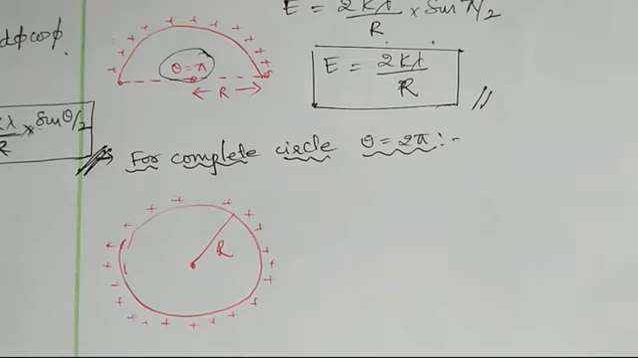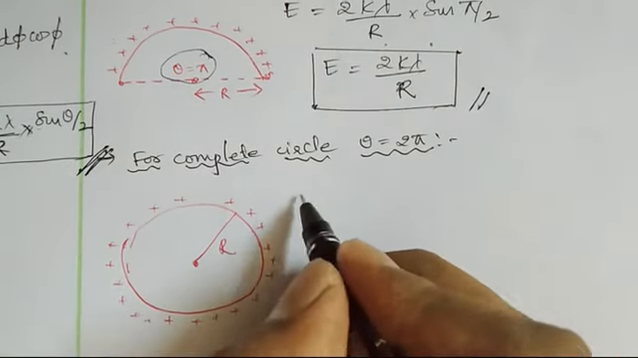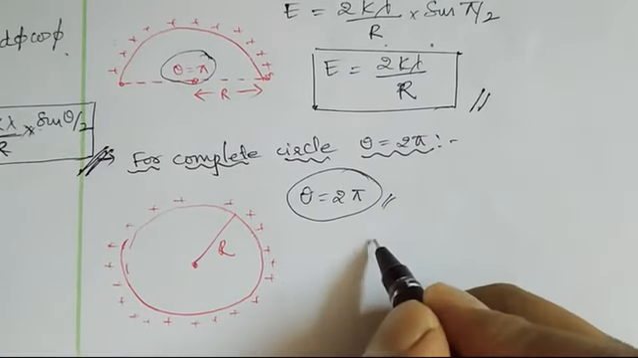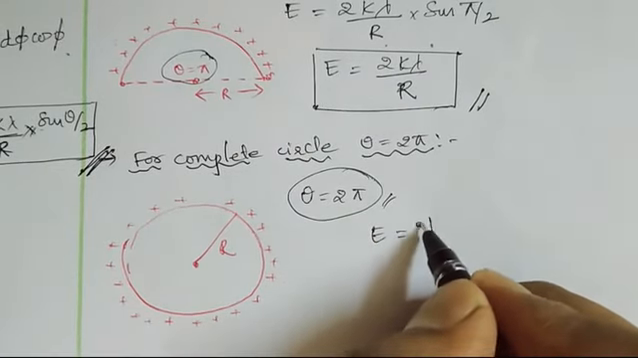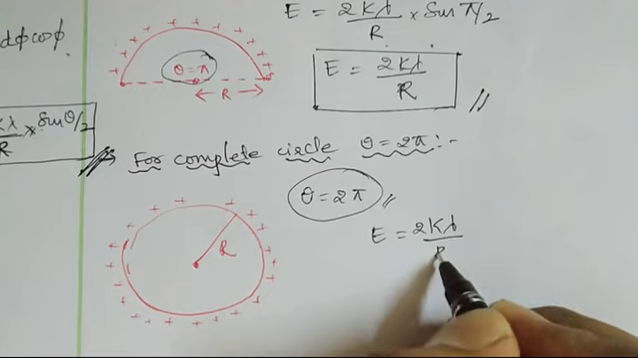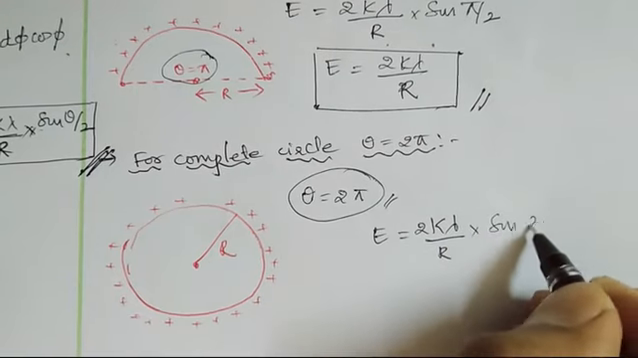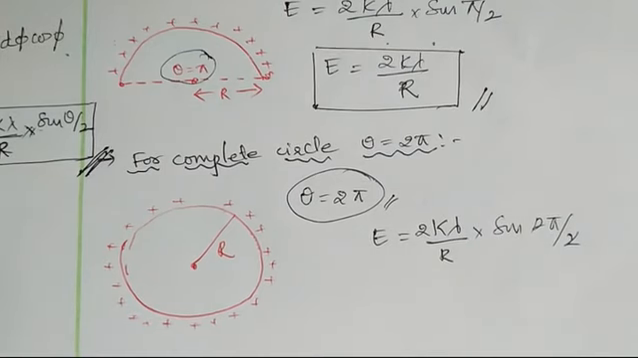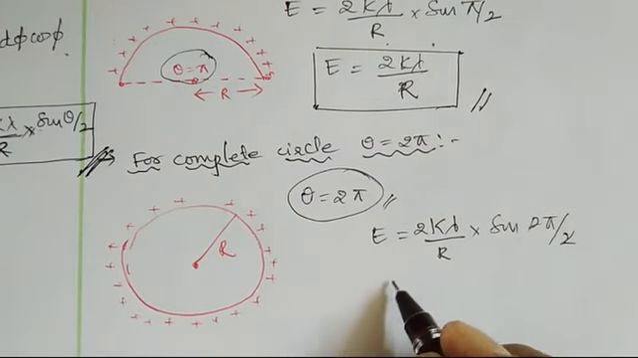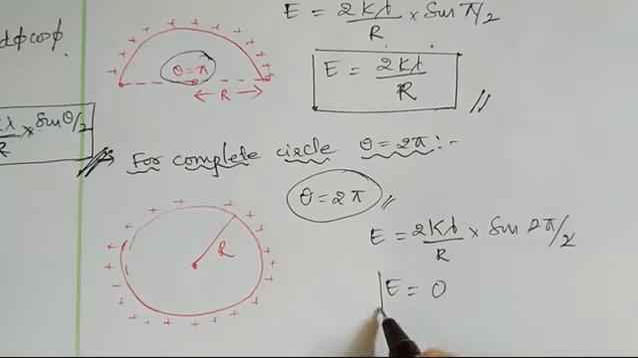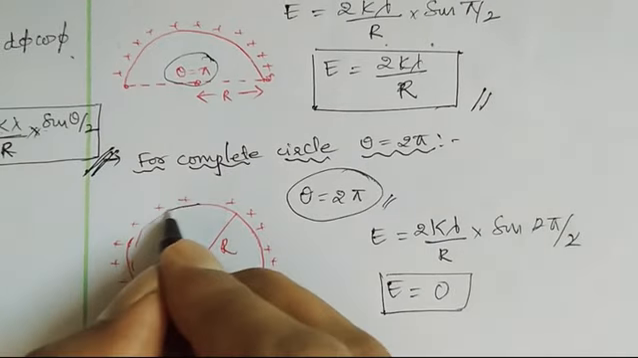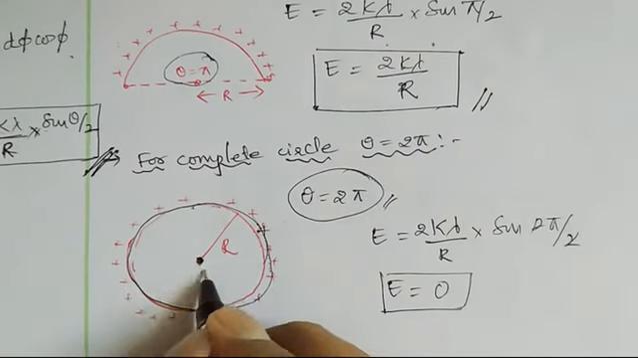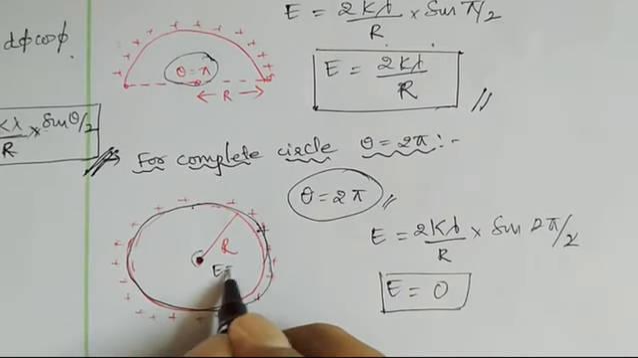The next one, for a complete circle. So here theta is equal to 2 pi. If you substitute, then you will get 2k lambda divided by r sine 2 pi divided by 2. The 2s cancel again, so you will get E is equal to 0. So when you have a uniformly charged wire, at the center the electric field is equal to 0.